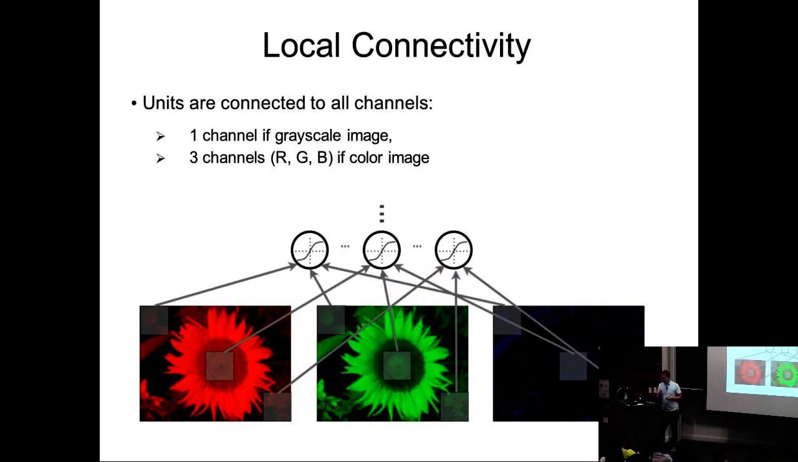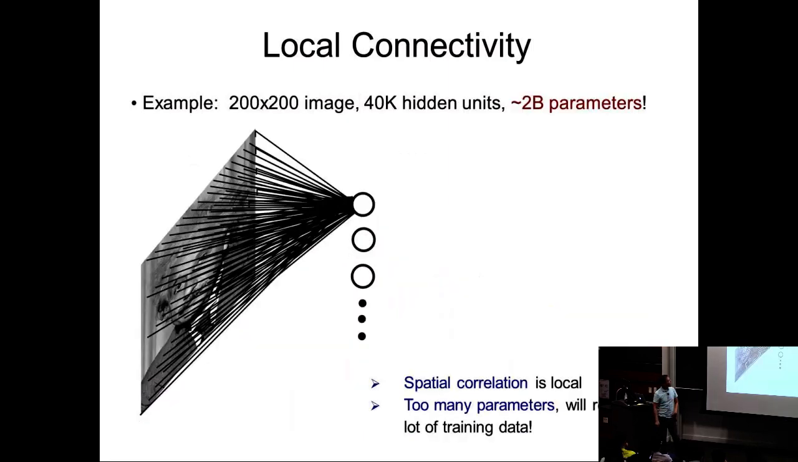So units are connected to all the channels. And again, if you think about representing images as 3 channels, then you have a receptive field here, a receptive field here, a receptive field here, and they're all connected to this hidden unit, right? All these are connected to this hidden unit. Okay?